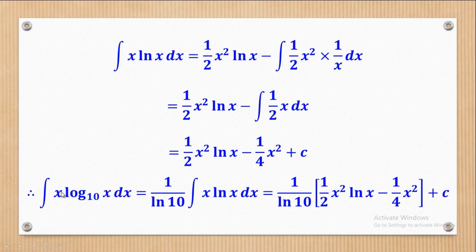Therefore, the integral of x log base 10 of x will be equal to 1 over ln 10 times the integral of x ln x dx. I've already got the integral of x ln x dx as a half x squared ln x minus a quarter x squared plus c. So I'll substitute to get this integral being equal to 1 over ln 10, multiplied by this integral whose value is this, which is equal to open brackets 1 over 2 x squared ln x minus a half x squared plus the constant of integration.